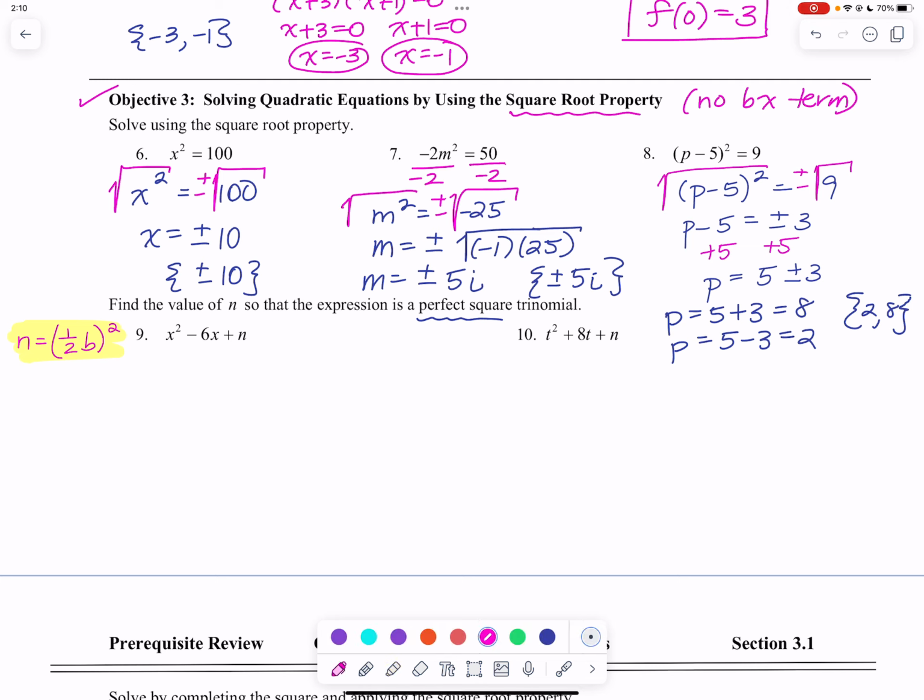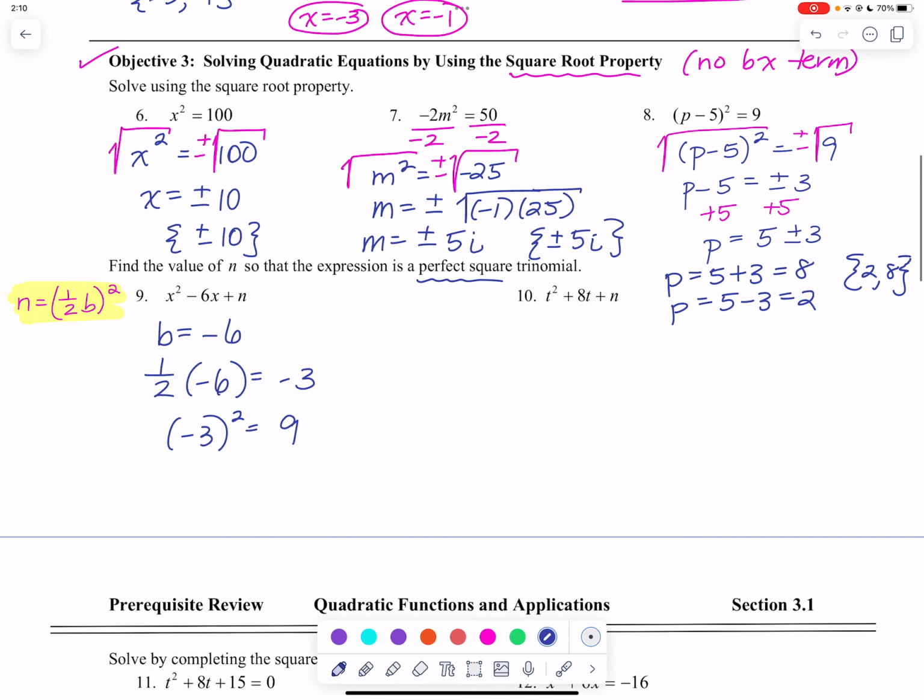So we're going to go ahead and write that b is equal to -6. 1/2 of -6 is -3, and -3 squared is 9. So n is 9. So a perfect square trinomial here is equal to x squared minus 6x plus 9. And what is that perfect square? It's x minus 3 all squared.